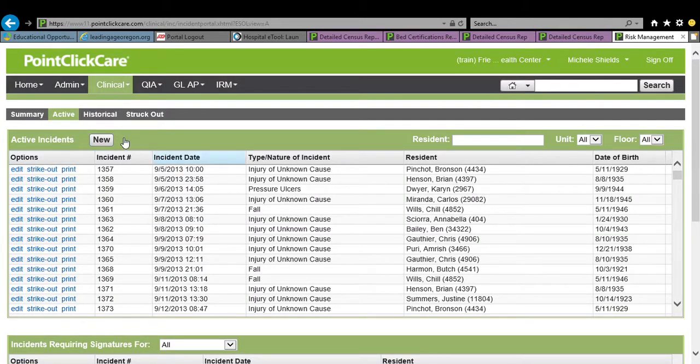To initiate the incident report, it's in risk management. You're going to select a new incident report. We are going to choose our mock resident, Miss Bath. All right, and this was a fall. And the location of the fall, in this case, it was the room, but residents fall all over the building, and do be specific if the resident fell in the shower or the bathroom.